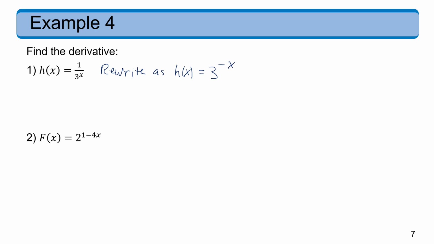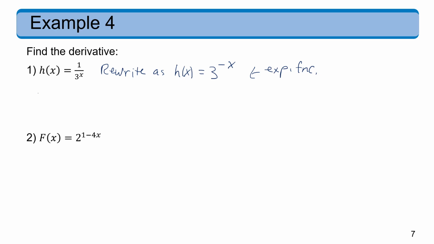And this is an exponential function, right? It's not a power function. Because for a power function, the x would have to be in the base and the power would be constant. Because the x is in the exponent, this is an exponential function, but it's not just a plain 3 to the x, it's 3 to some other expression. So we're going to have to use the chain rule to handle this one.